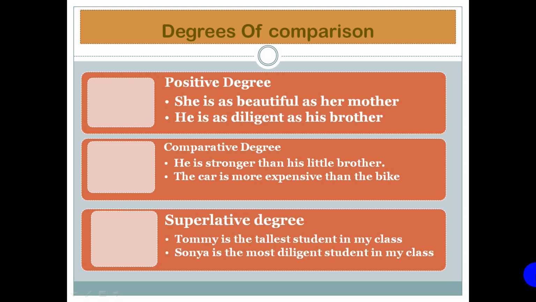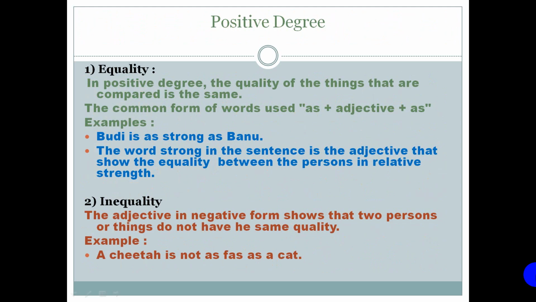The first is positive degree. She is as beautiful as her mother. He is as diligent as his brother. The second, comparative degree. He is stronger than his little brother. The car is more expensive than the bike. Superlative degree. Tommy is the tallest student in my class. Sonia is the most diligent student in my class.